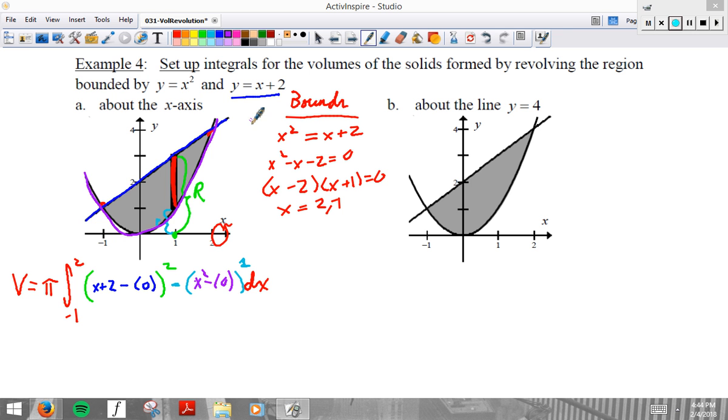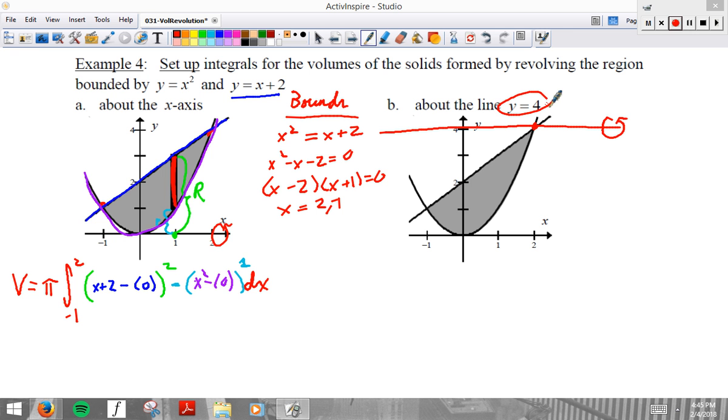All right. About the line y equals 4. So my first step is to draw that line here. Now, does it hit this point? What's 2 when you plug it into these functions? It's 4, and it's 4. So it does hit that. Doesn't really matter.